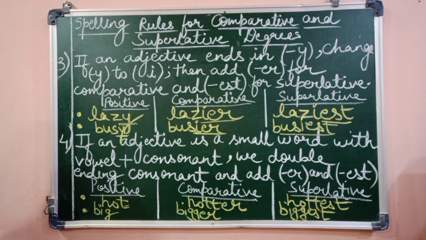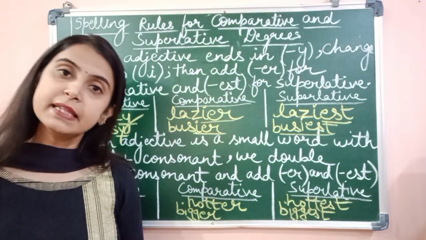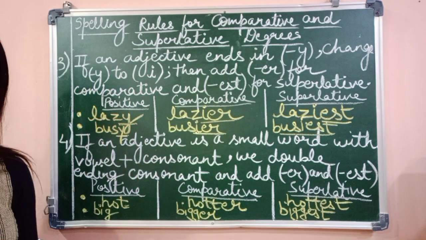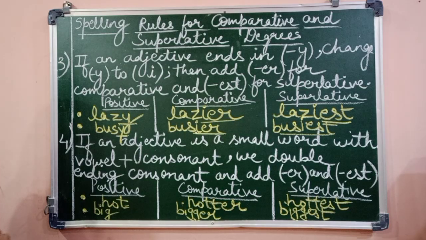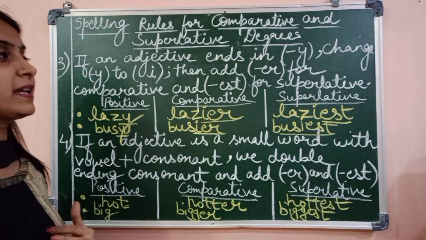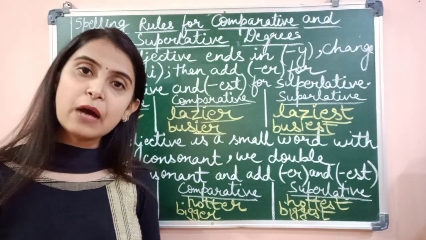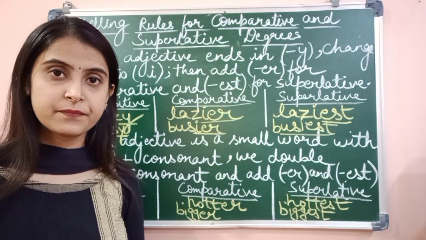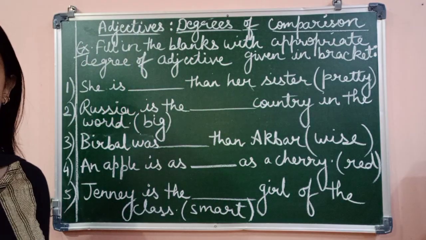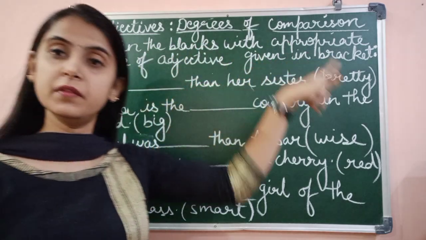Now there are 2 more rules of changing positive to comparative and superlative, but that we will learn in the next video. In this video we have talked about 4 rules, children. Go through the video again, and then only you will be able to understand and learn it. Now children, let us practice a very small exercise based on these 4 rules, and then you will come to know how to use the degrees of comparison in sentences. Here is the exercise given. The exercise says, fill in the blanks with appropriate degree of adjective given in the bracket.